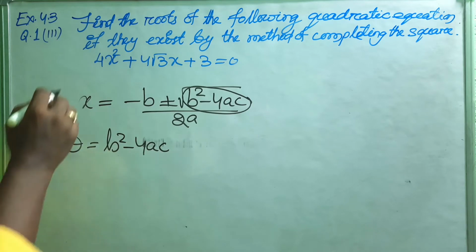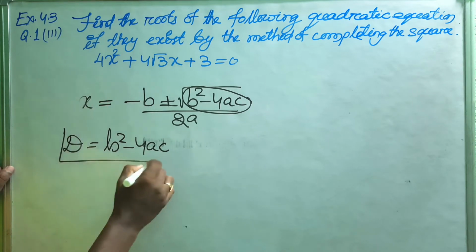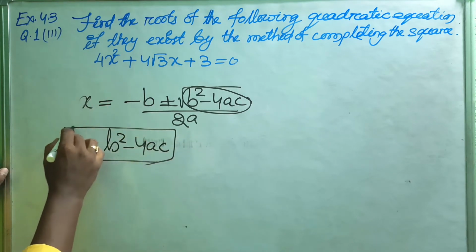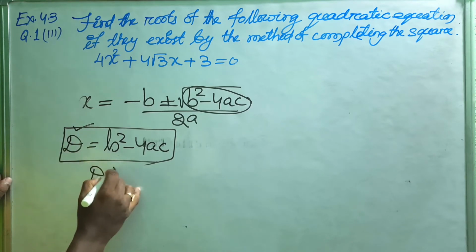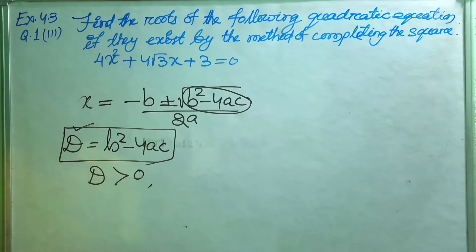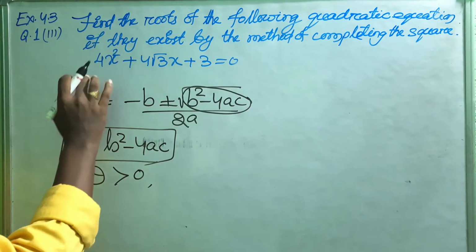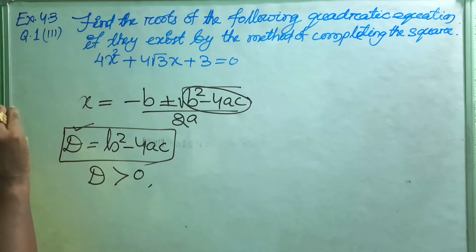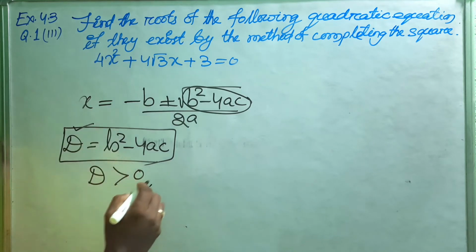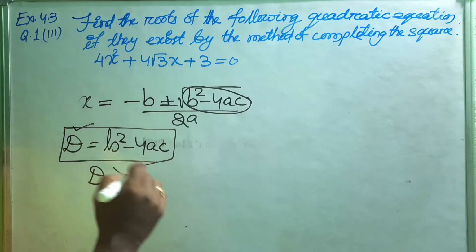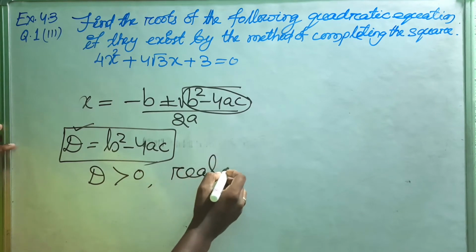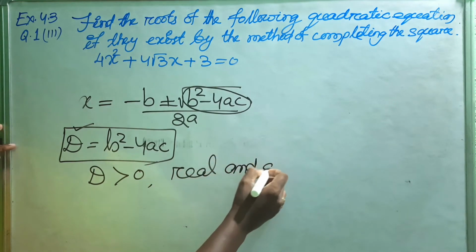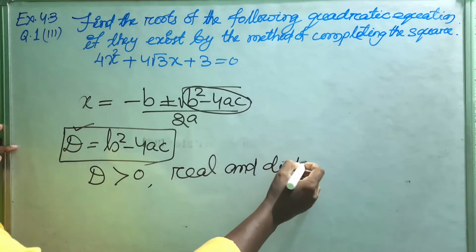Now this factor, that means b square minus 4ac, is known as the discriminant D. The nature of the roots depends upon this factor, that is, upon the value of D. If D is greater than 0, then what will happen? The quadratic equation will have real and distinct roots. So in this case you will get real and distinct roots.